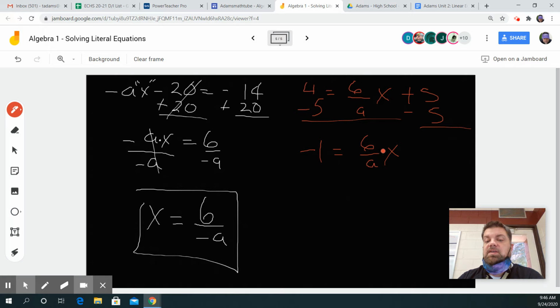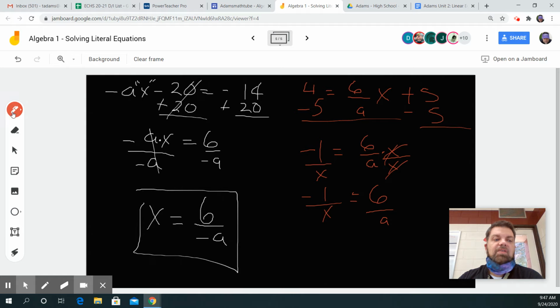Now, I have an x on both sides. I need to move that away from a. So I'm going to divide everything by x. So I'm going to divide this by x, and I'm going to divide this by x. These x's cancel, and I get negative 1 over x is equal to 6 over a. I don't like a being in the bottom, but what I'm going to do is this is a proportion.